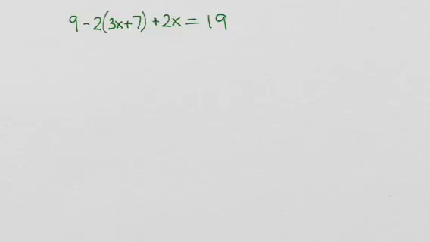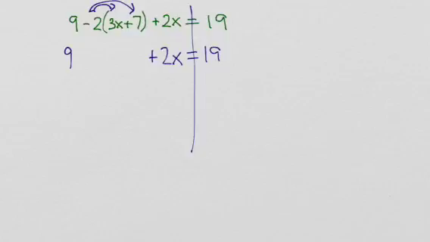This one's got a little bit, again, of everything in it. All right? Step 1, split it down the middle. Step 2, parentheses. We've got some over here. This negative 2 is touching up against the parentheses. The 9 is not touching the parentheses. The plus 2x is not touching the parentheses. Neither is this 19. All right, but back here, negative 2 times 3x will make negative 6x. And negative 2 times 7 will make negative 14.